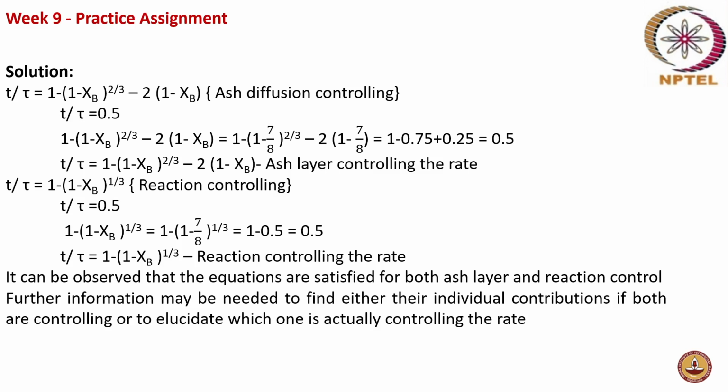So whenever we get these kind of problems, we shouldn't stop once we get the left hand side equal to right hand side for any of the mechanisms controlling. We have to try for all the mechanisms so that we may end up with cases where two or more mechanisms satisfy the expression. Okay.